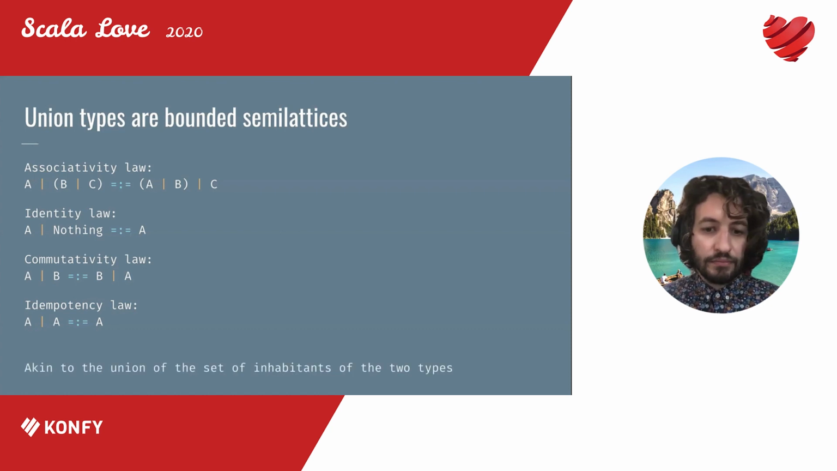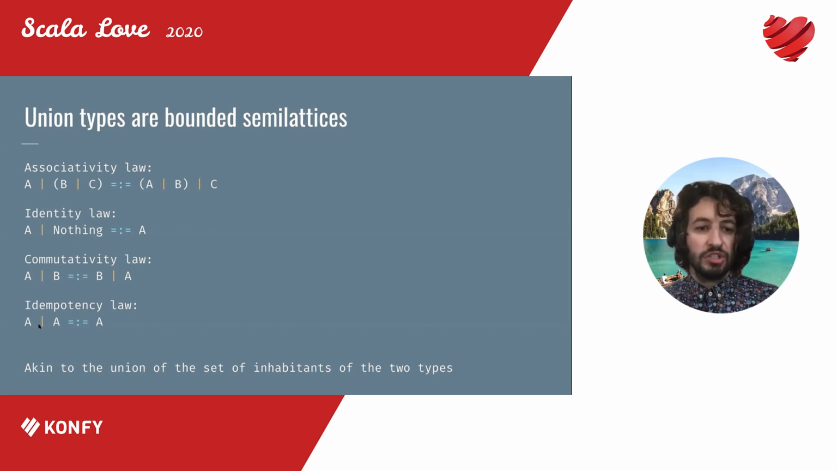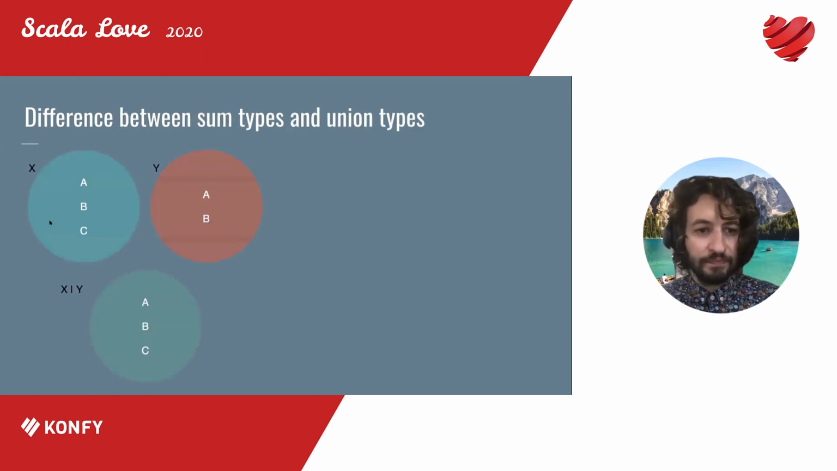And this is akin to the union of the set of inhabitants of those two types. And this is kind of distinct from the disjoint union that was either. And that is because of this right here, the idempotency law. If you had either A or A, you could still discriminate, oh, is this on the left side or is this on the right side? Whereas here, you can't because these are treated as the same as just A. And yeah, I talked about this, got ahead of myself again. We have these different equivalence relationships where equals colon equals means the compiler can actually treat them as equal, and here it's just this isomorphism.